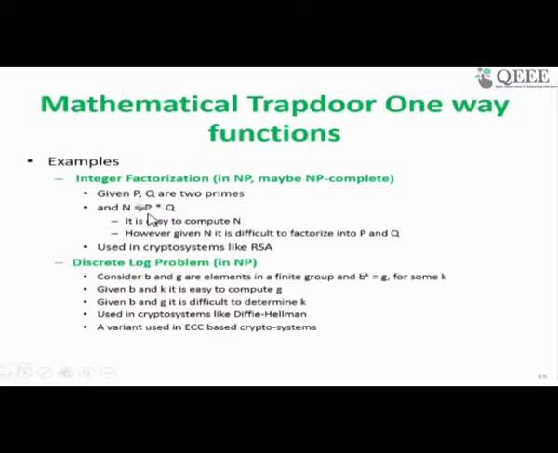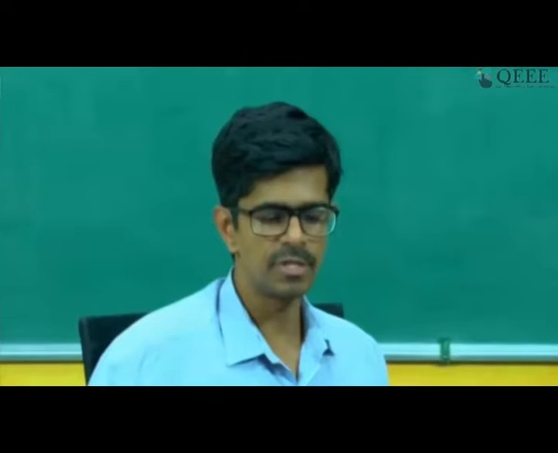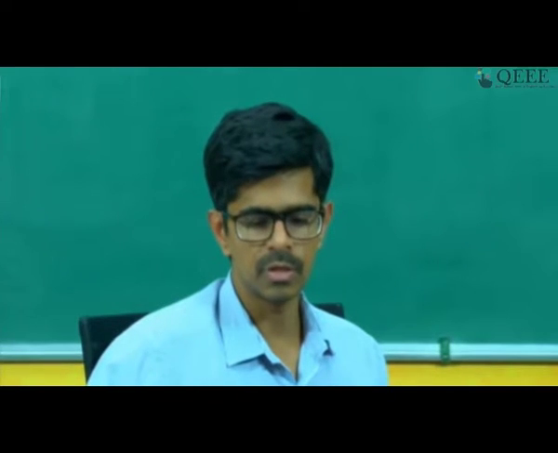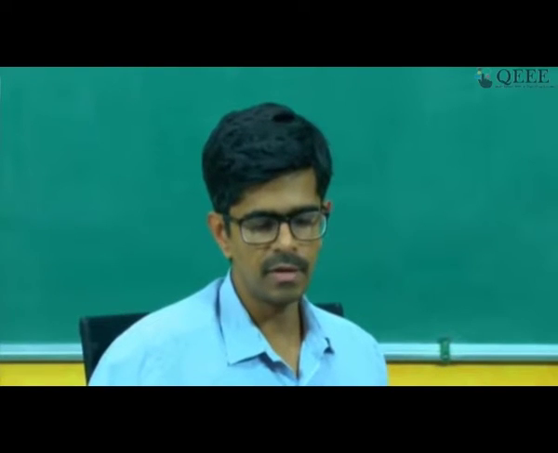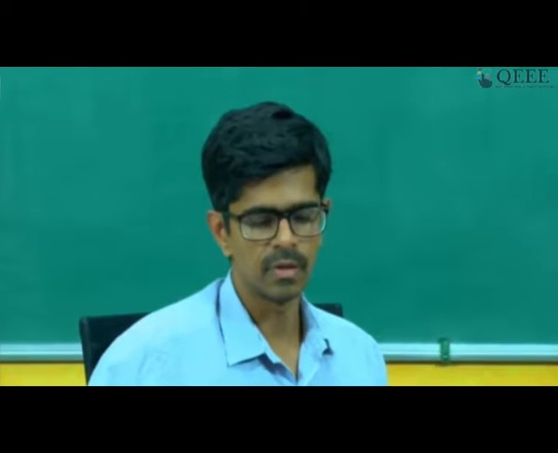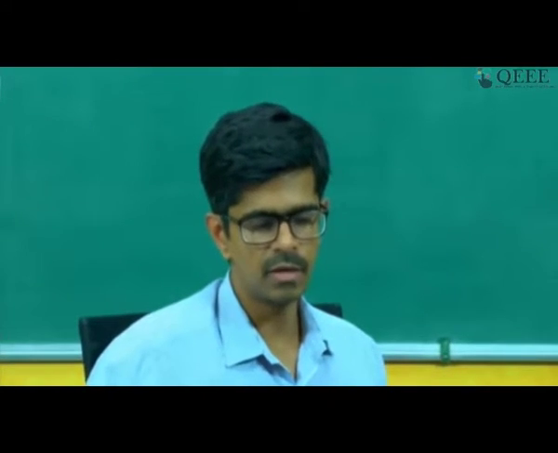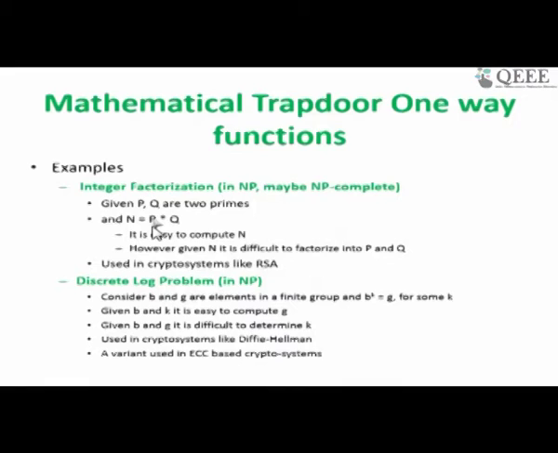Suppose we have two primes p and q, and it is very easy to compute the product of these two primes. You just multiply these two numbers, p and q, and you will get the product. So it is easy to compute n, which is the product of p and q. On the other hand, given n, it is very difficult to factorize n into its factors p and q, right? So given n, it is very difficult to find out what the factors of n were. That is the difficult part, while computing n from p and q is easy.